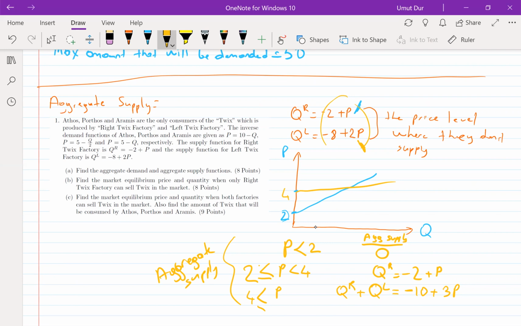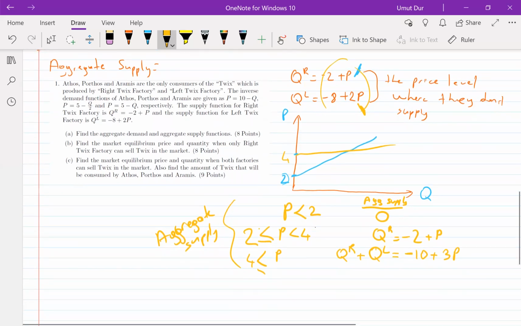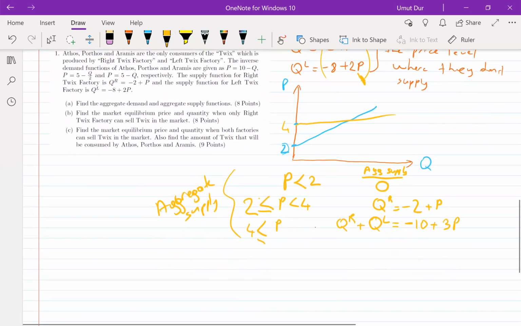So this aggregate supply function is a stepwise supply function. Okay, for the price level less than 2, nobody supplies. Okay, when the price level is between 2 and 4, only the right firm supplies. Okay, and when the price level is greater than 4, both of them supply. Okay, this is part A. Then let's do part B.